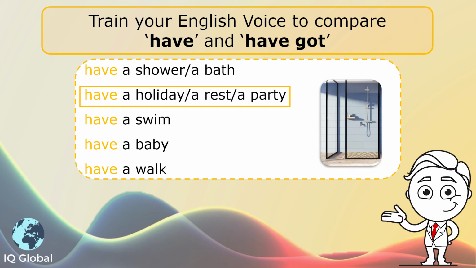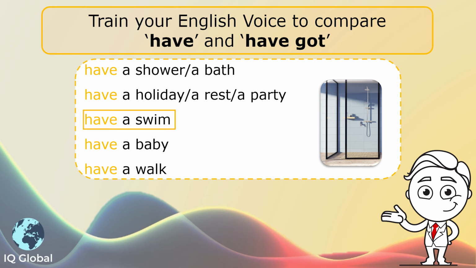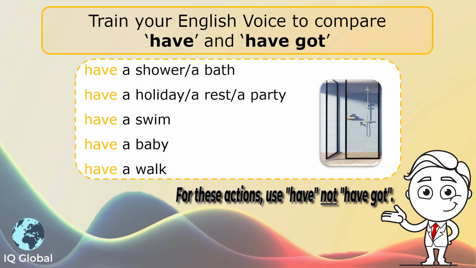I have a holiday, a rest, a party. I could also use a third person, saying she will have a party. Have a swim. Once again, it's an action and we cannot use have got.